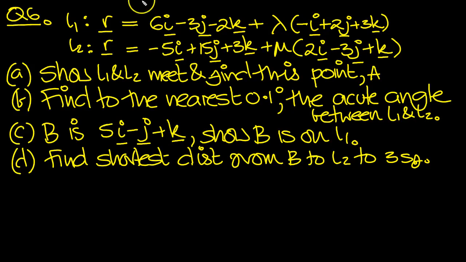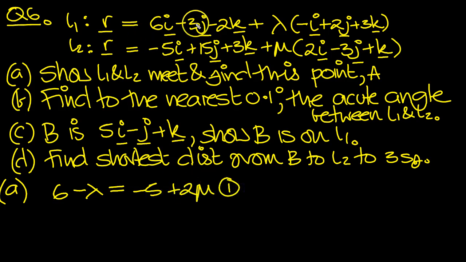So let's have a look at this then. We're just going to do parts A and B in this slot here. So first of all, these two lines meet. I've written them in vector form when the x, y and z components are all identical. So let's have a look at the x component. 6 minus lambda needs to equal the x component here, minus 5 plus 2 mu.